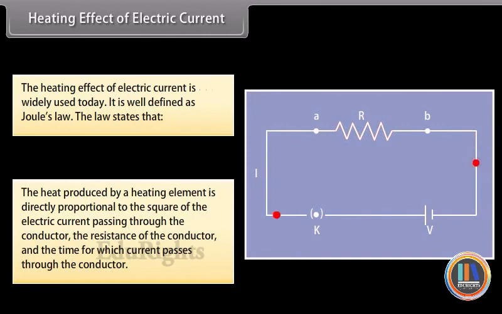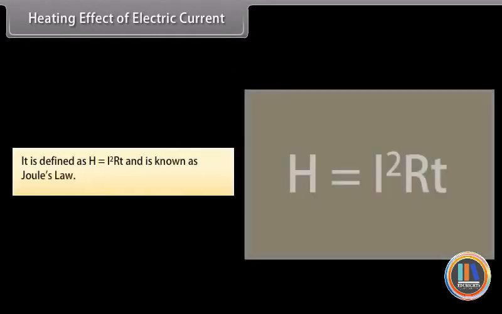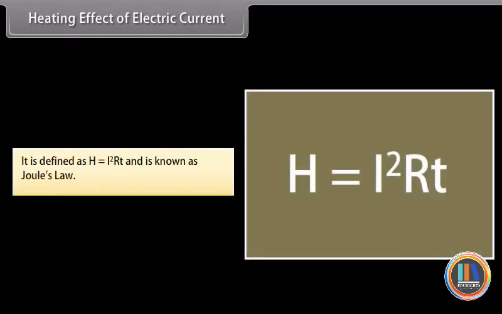The heat produced by a heating element is directly proportional to the square of the electric current passing through the conductor, the resistance of the conductor, and the time for which current passes through the conductor. It is defined as H equals I squared R T, and is known as Joule's law.